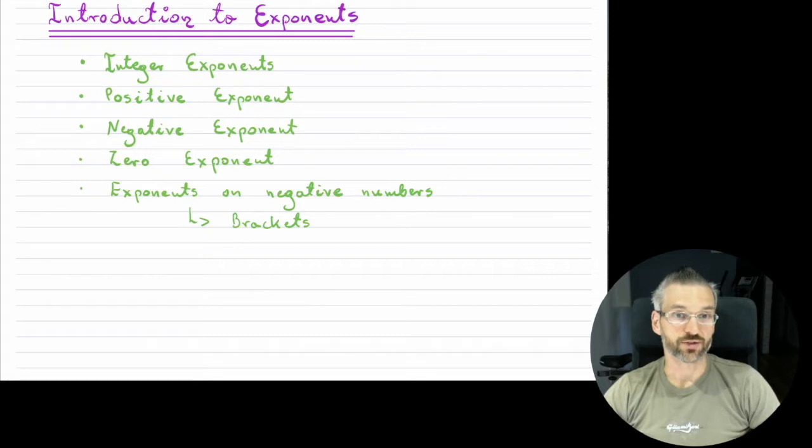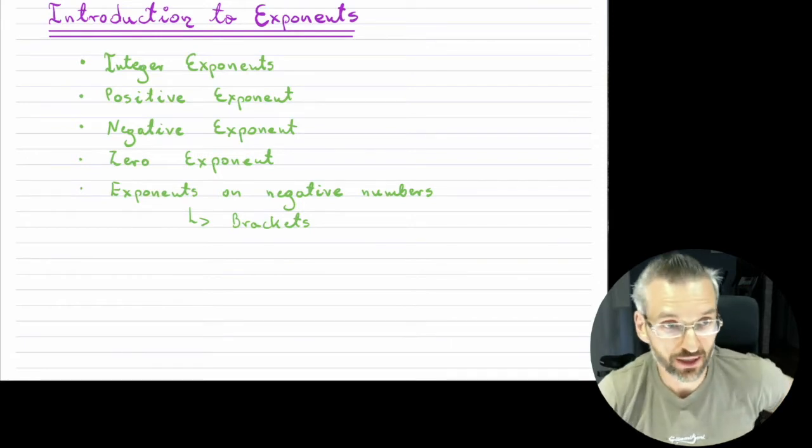But for an introduction to exponents, I'll first concentrate on integer exponents. I'll just recall integers for you. Then we will jump into positive exponents, negative exponents, and the zero exponent, so what happens in that case, and then we'll try to apply exponents to some negative numbers. And sometimes we have to put negative numbers in brackets to actually allow us to do what we want with the exponent. Okay, so let's get to it.